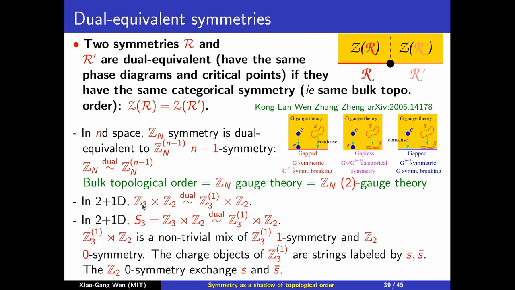And then certainly in two plus one dimensions, we can have this Z3 times Z2 symmetry. They are dual to this Z3 one-form symmetry and Z2. And this is trivial. We just dualize the Z3, we don't dualize the Z2. So we just get this one. Okay. But this one is a little non-trivial, because the S3 is like a semi-direct product of Z3 and Z2. I hope this is in the right direction. I'm not so sure. So the dual is that, again, we can just dualize only the Z3 part. So we have this funny situation. This Z3 one-form symmetry can have a semi-direct product relation with the Z2 zero-form symmetry.